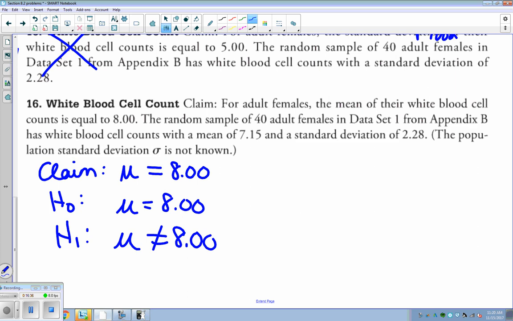Once I've done that, then I can continue reading here that the random sample of 40 adults, because I need to check this number, in the data set 1 from Appendix B has a white blood cell count with a mean of 7.15 and a standard deviation of 2.28. So this is where I have to decide which test statistic I'm going to use. When I'm doing mean, I have to decide, is it a T or is it a Z?